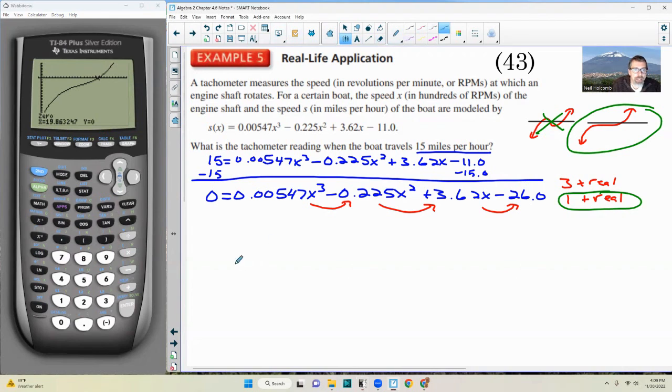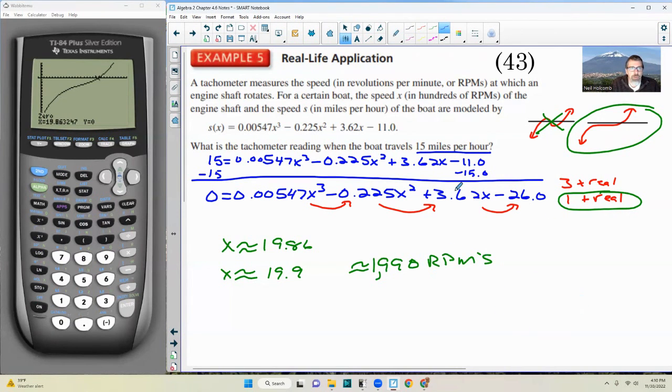19.863247. So I'm going to write that. So x is approximately 19.86. I'll just go out that far. Or x is approximately 19.9. And since x is the speed in hundreds of RPM, hundreds would be multiplying by 100, which moves the decimal 2 places to the right. That would be 1990 RPMs. And that's an approximation. Okay, and there you go. The tachometer is reading about 1990 RPMs.